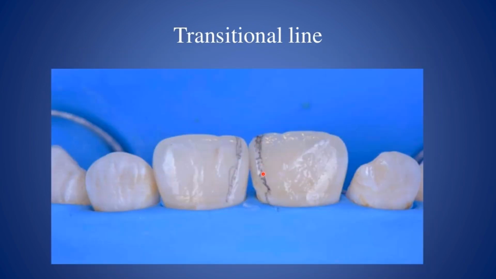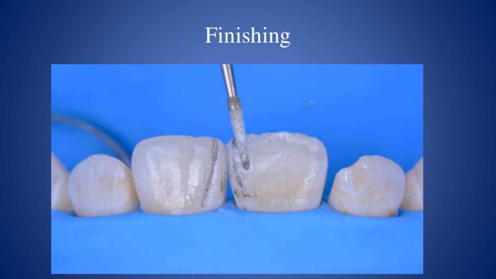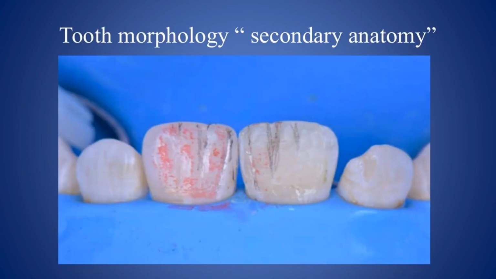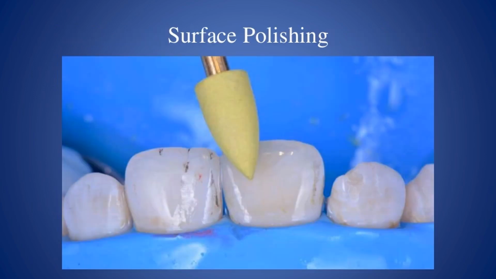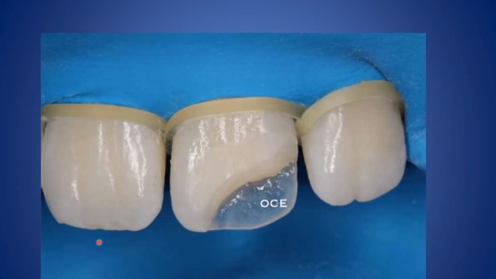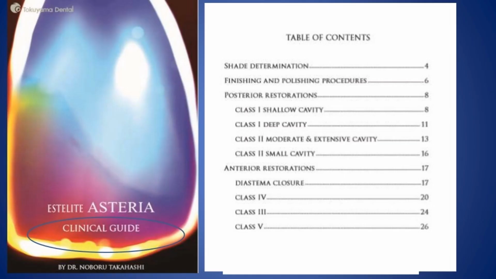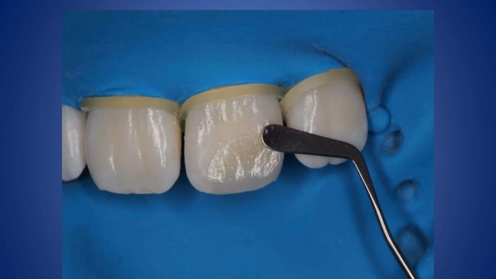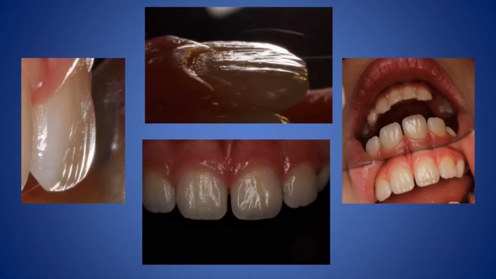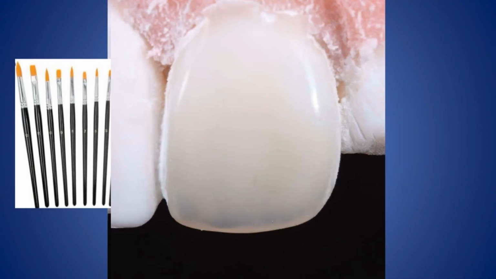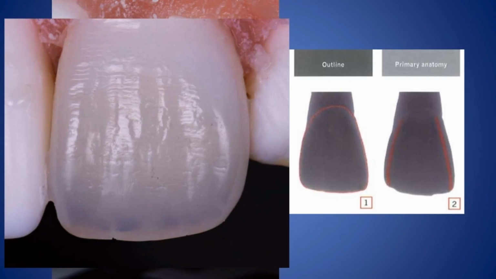19. Outer layer. 20. Transitional line. 21. Finishing. 22. Tooth morphology, secondary anatomy. 23. Surface polishing. 24. MCO, medium chroma opaque, Tokuyama Dental, OBN blue natural, microabrasion.